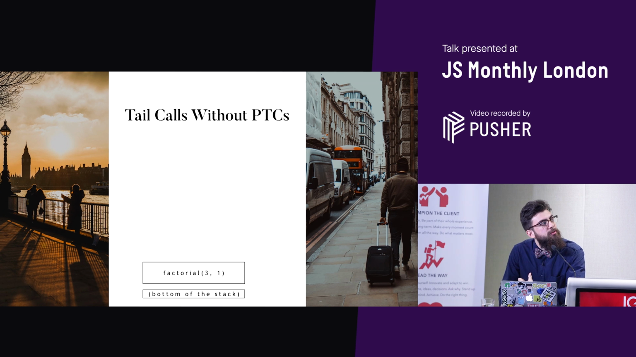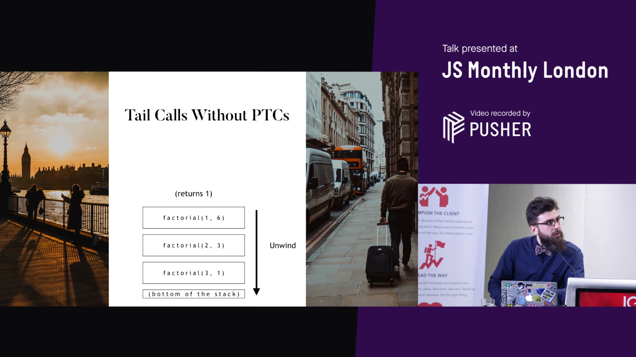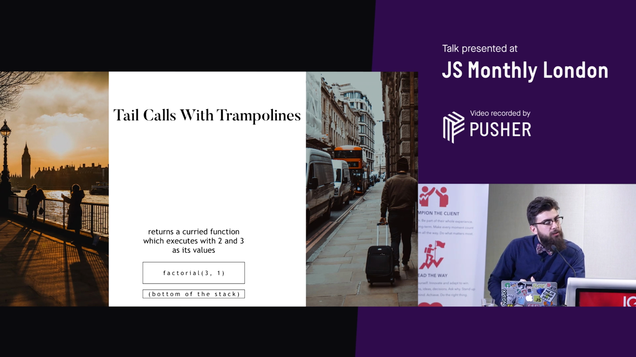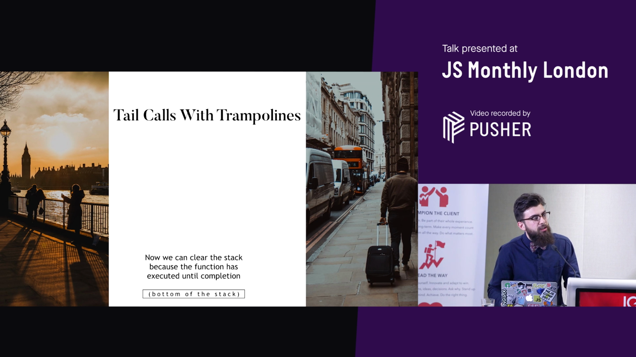So this is tail calls happening without proper tail calls. So basically, we're stacking frames as we were doing before, right? And then we unwind. So when we do tail calls with trampolines, basically we call factorial of 3, and we pass 1 as the accumulator. This returns a created function, which is going to execute with the next values. So instead of just eager evaluating, we wrap it in a function, and we only invoke it if the result is a function. Because if the result is the indivisible result, like the last number, which is 1, then I can just return it, right? So now we can clear the stack because the function has executed to completion, right? Because as you can see, I skipped a few slides here.